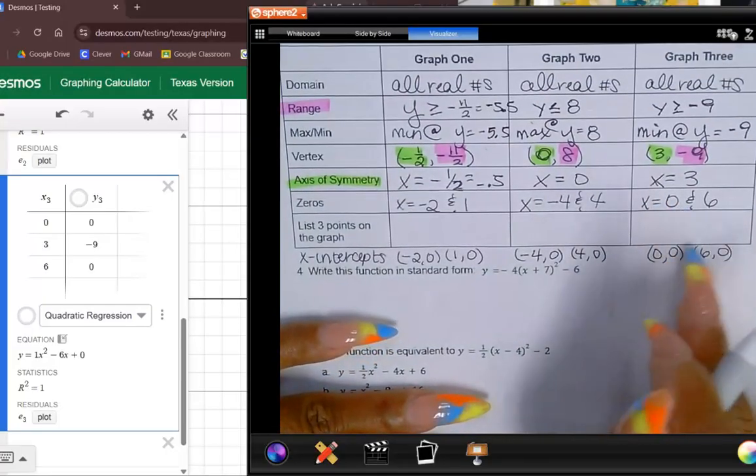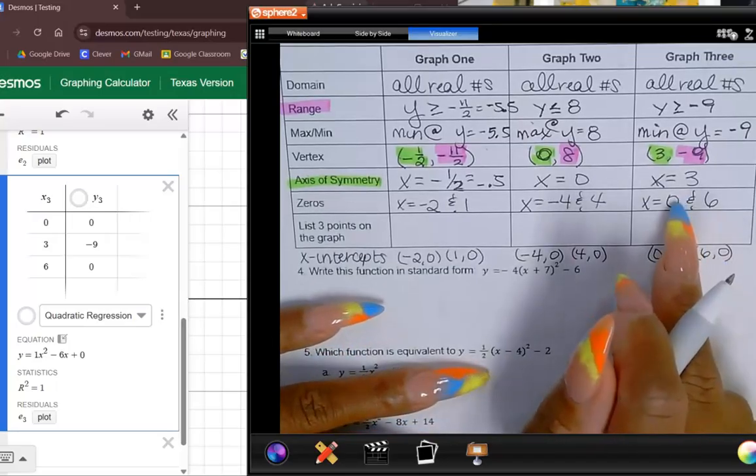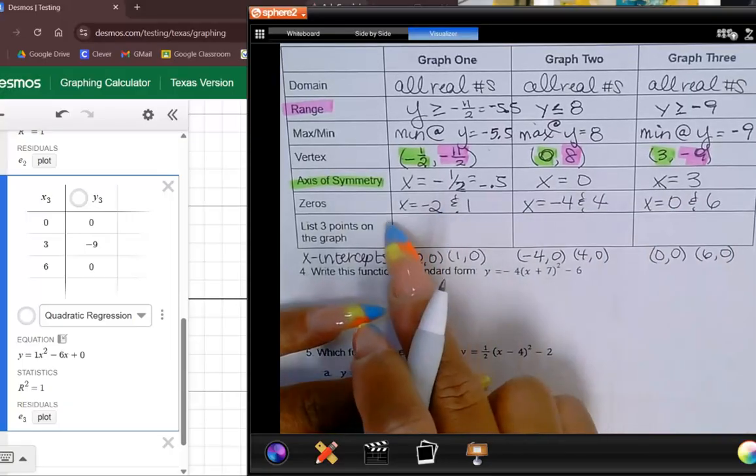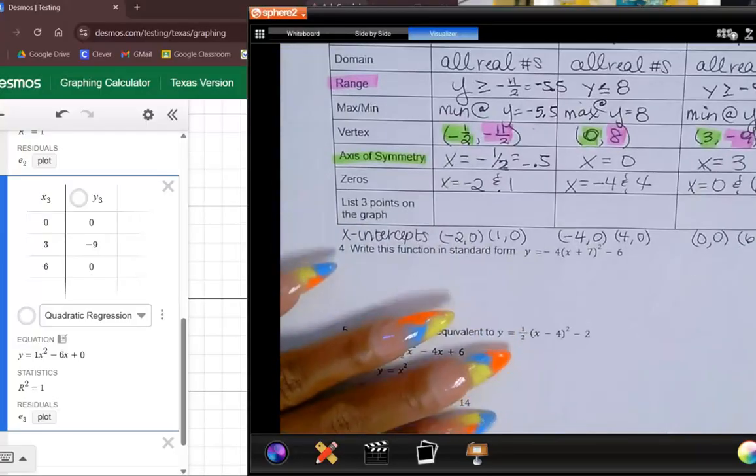Know the difference between listing the zeros and listing the x-intercepts. The x-intercepts are coordinate pairs. The zeros are just the x values. All right, and list 3 points on the graph. That comes straight from the table, straight from the table, and straight from the table.